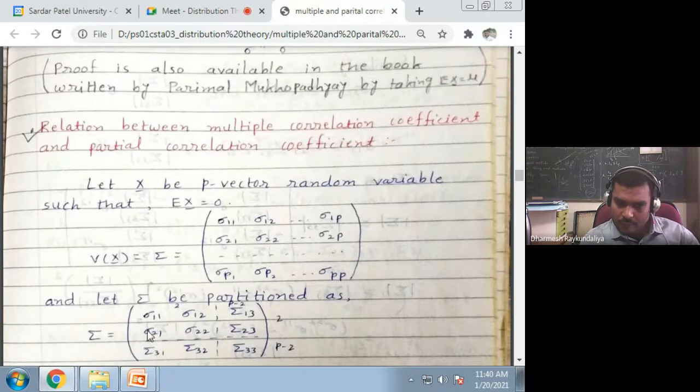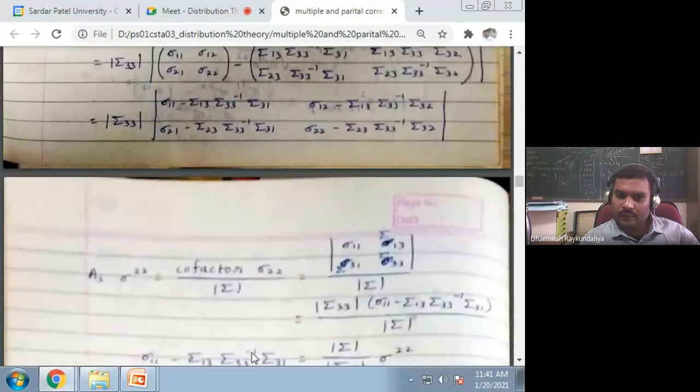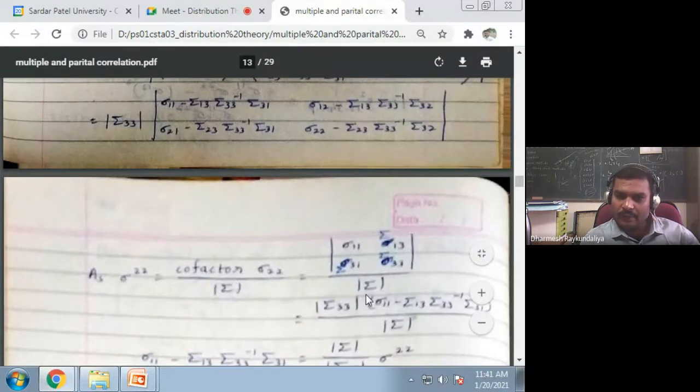forget this column and this row. So what are the elements? It is sigma 1 1, sigma 1 3, sigma 3 1 and sigma 3 3 upon capital sigma. That is what is written: sigma 1 1, sigma 1 3, sigma 3 1 and sigma 3 3 upon this. And again use the same formula of the determinant of ABCD partitioned matrices, where D is invertible. Here our sigma 3 3 is invertible, so it is the determinant of sigma 3 3 times sigma 1 1 minus sigma 1 3 sigma 3 3 inverse sigma 3 1.